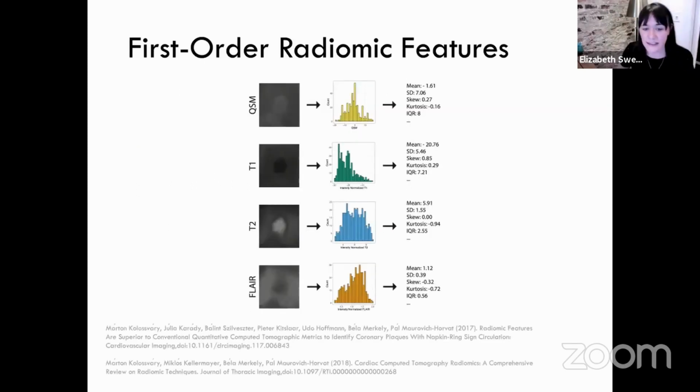The next thing that we did was calculate radiomic features. This is a way to summarize the distribution within the lesions. So over the QSM, we get the histogram, and then we calculate a number of summary statistics to describe this histogram.